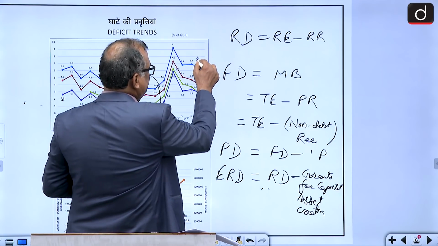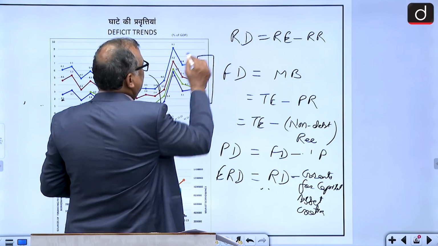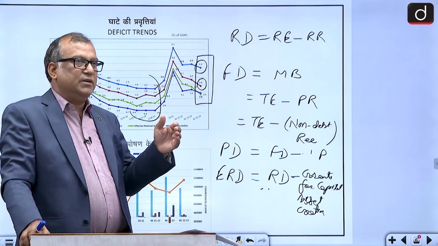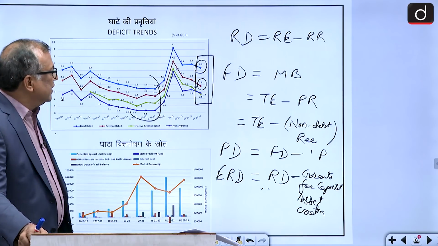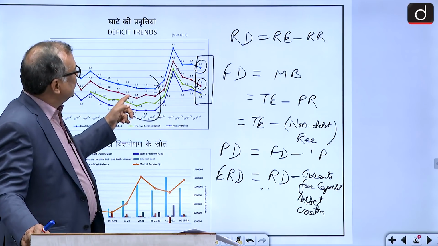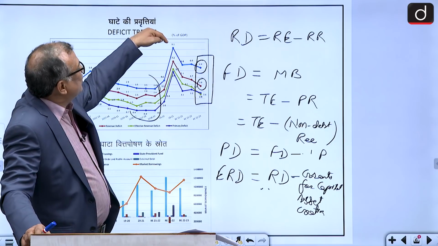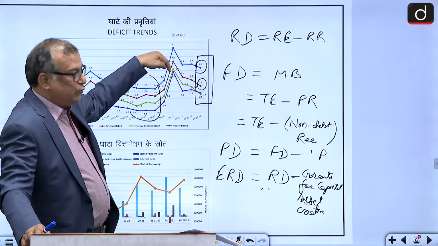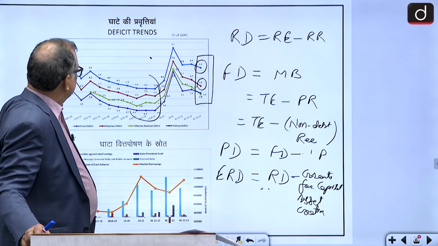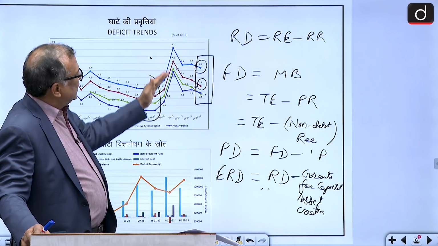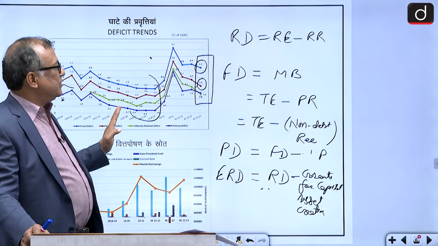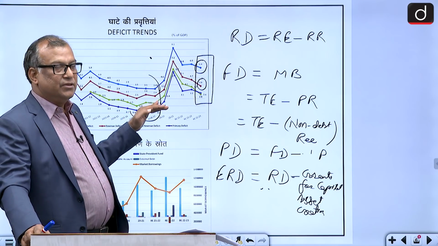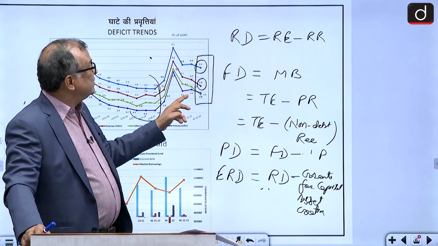Look at these figures. If in an examination you are expected to arrange the deficits in descending order, in any other year you will be putting FD number 1, RD number 2, effective RD number 3 and PD number 4. PD is lowest always in every other year. Look at it. In every other year PD is lowest, ERD is second lowest, RD is second from top and FD is highest.